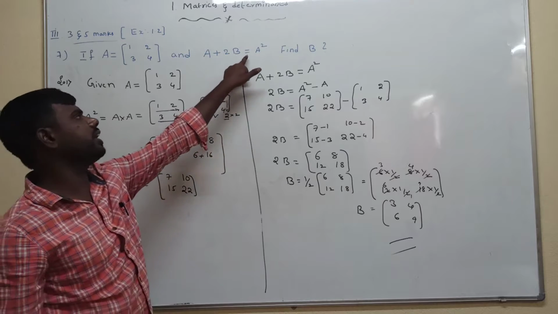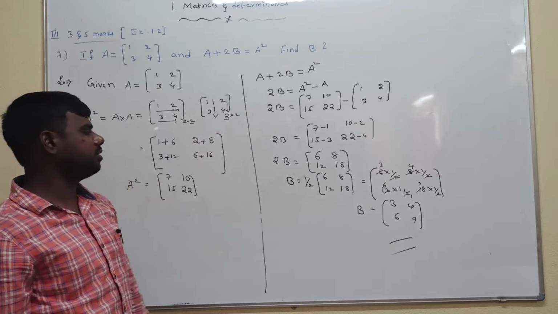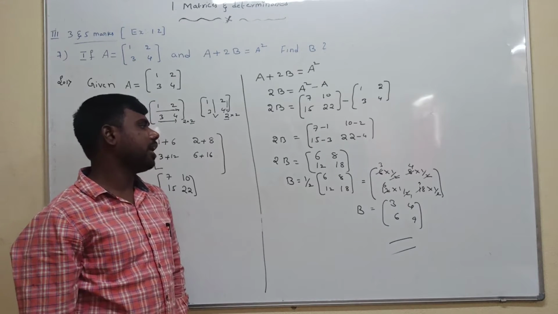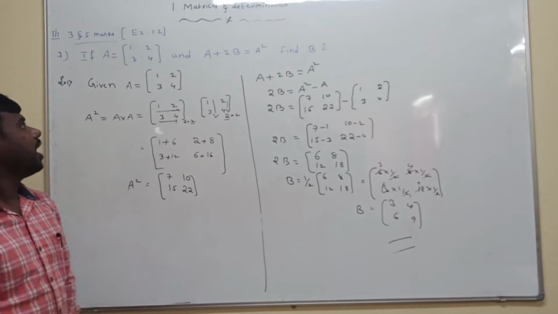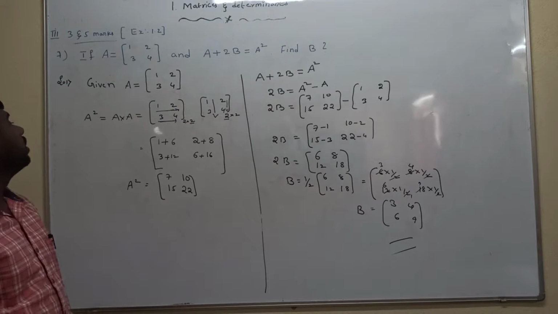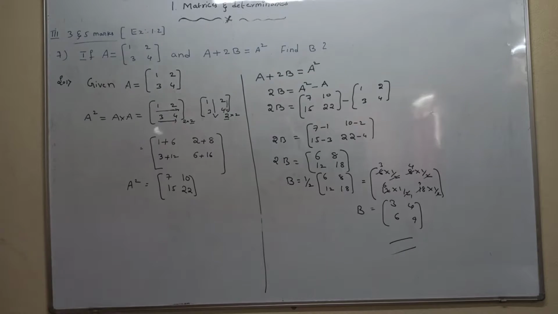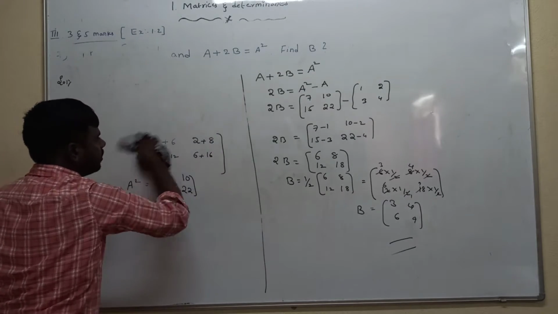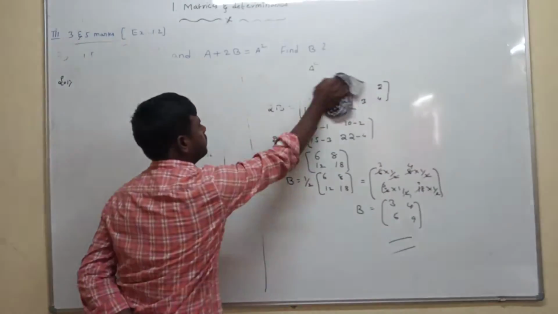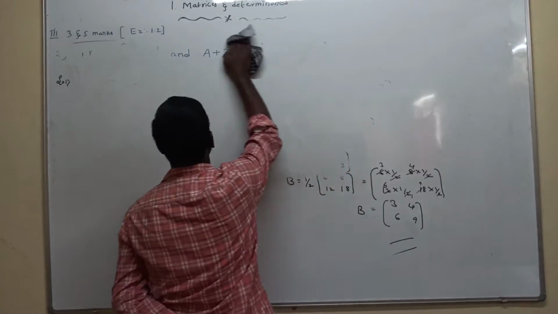First we need to calculate the A square matrix. After that, by using this condition, finally we get the B matrix. These steps are required for the solution of this question. I think everyone understands this question. So next we are discussing the 8th question.